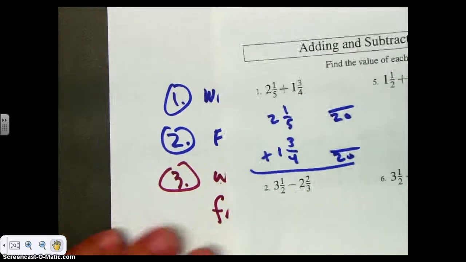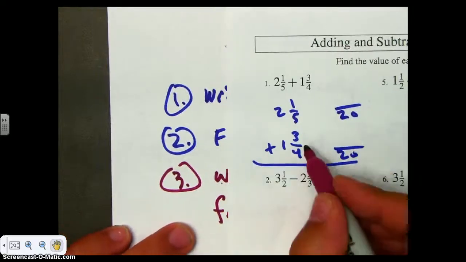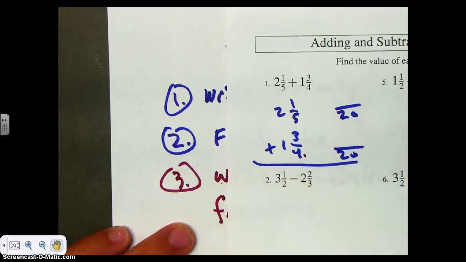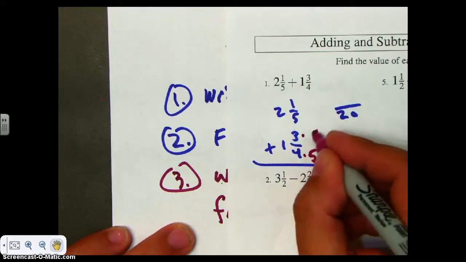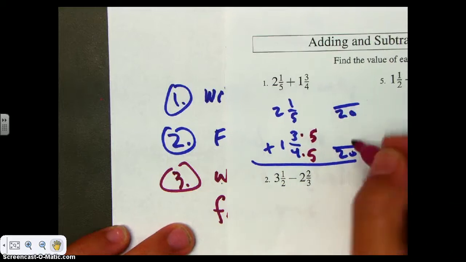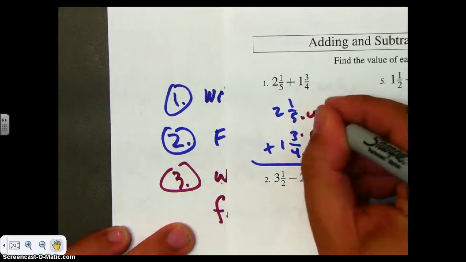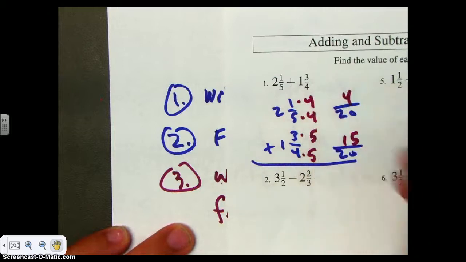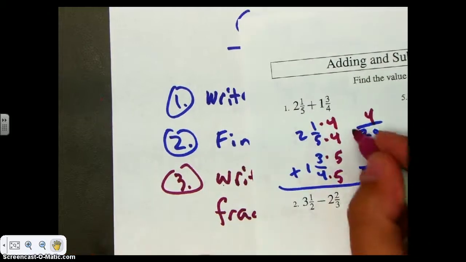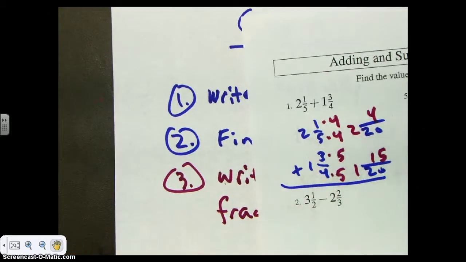What that basically means is we can't just copy over the numerators, we have to keep them equivalent by saying, well, what times 4 makes 20? Well, 4 times 5. And to keep it equivalent, we also have to multiply by 5 on the top. 3 times 5 is 15. We'll do the same thing here. 5 times 4 makes 20. So we do the same thing on top, we get 4. And then we'll write our whole numbers over, 2 and 1.